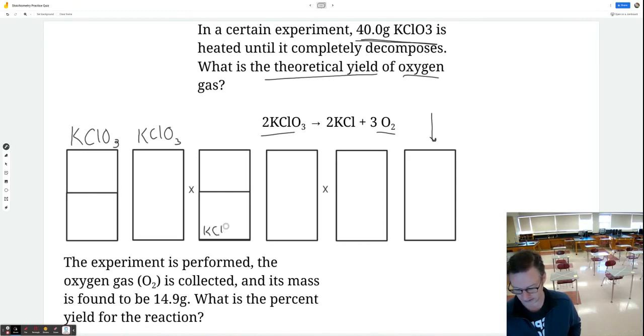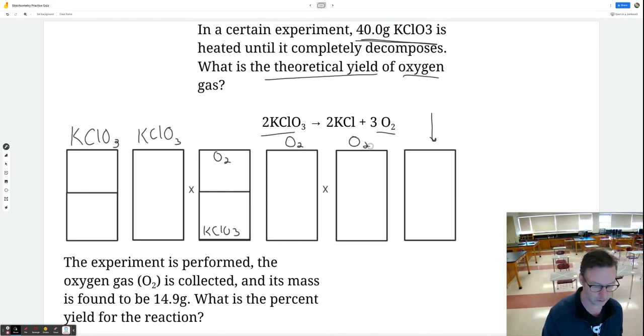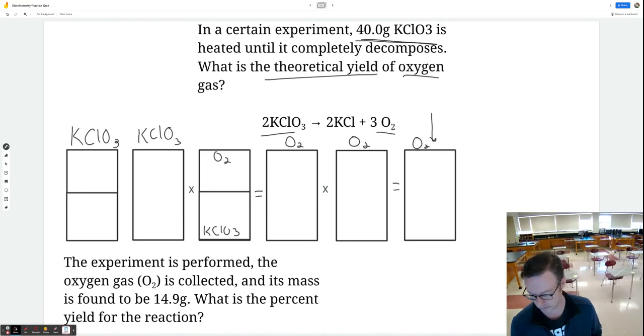The mole ratio is going to have potassium chlorate on the bottom and oxygen on the top. That transitions from talking about the potassium chlorate given to the oxygen, which is what we're trying to solve for. And at the end of it, we're going to have a certain number of grams of oxygen.